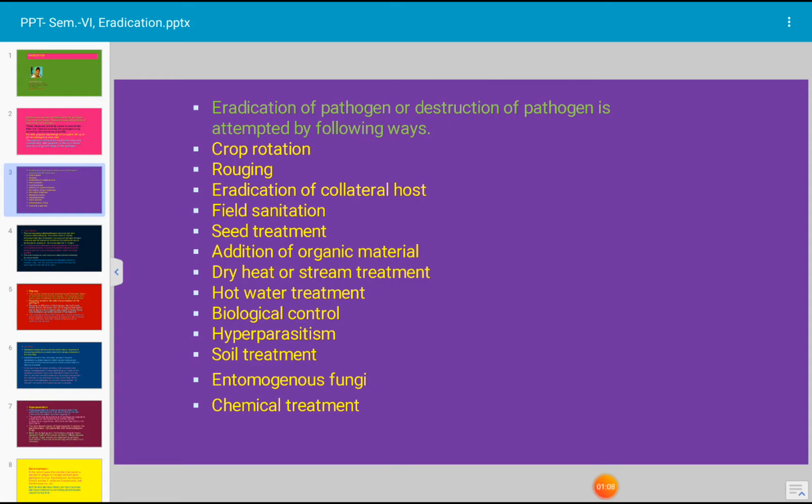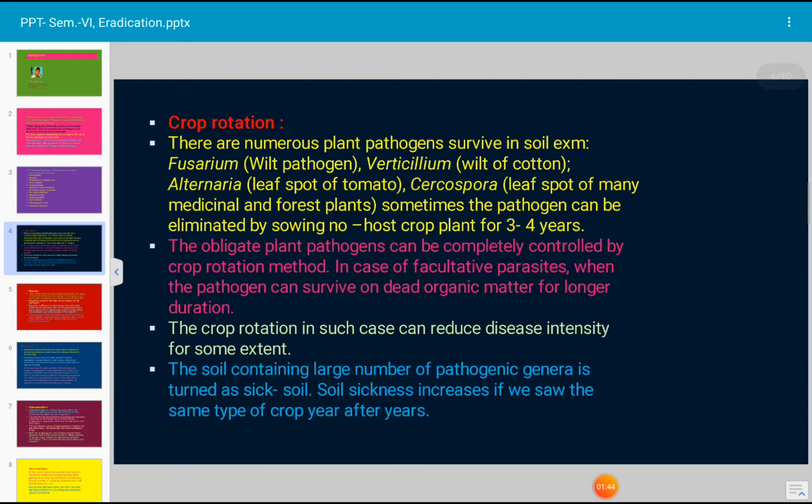Number 1, crop rotation. Number 2, roguing. Number 3, eradication of collateral host. Number 4, field sanitation. Next, seed treatment, addition of organic material, dry heat or steam treatment, hot water treatment, biological control, hyperparasitism, soil treatment, use of entomogenous fungi, chemical treatment. These are the different methods used in eradication to eradicate the pathogen from the field. Let us see the details of crop rotation.